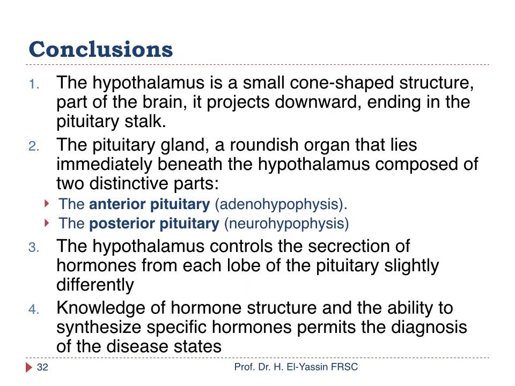In conclusion, the hypothalamus is a small cone-shaped structure, part of the brain. It projects downwards, ending in the pituitary stalk. The pituitary gland, a roundish organ that lies immediately beneath the hypothalamus, is composed of two distinctive parts, the anterior pituitary adenohypophysis and the posterior pituitary neurohypophysis. The hypothalamus controls the secretion of hormones from each lobe of the pituitary slightly differently. Knowledge of hormone structure and the ability to synthesize specific hormones permit the diagnosis of disease status and disorders. Thank you very much.